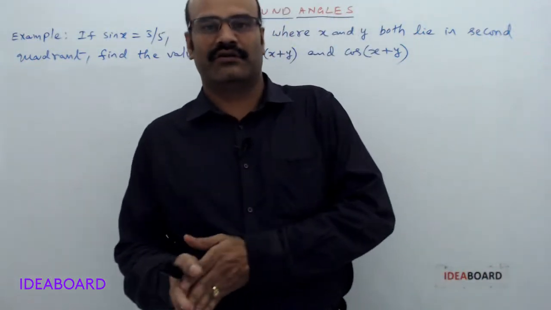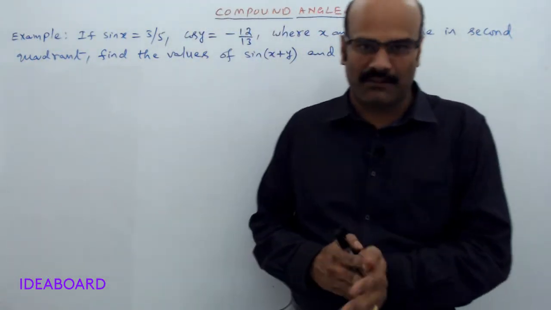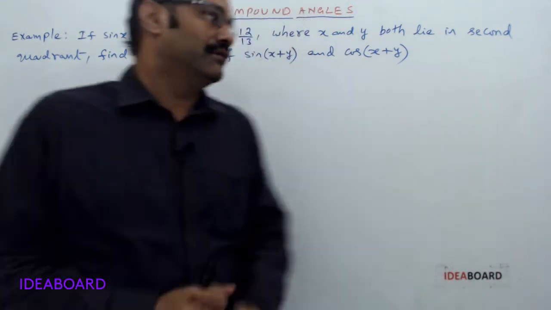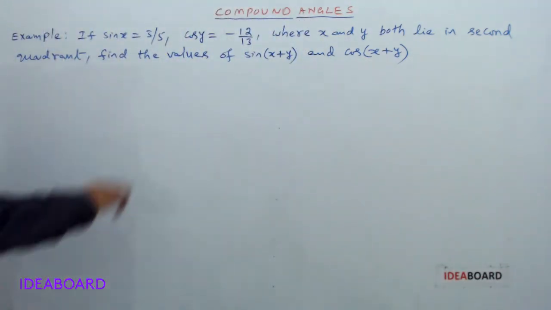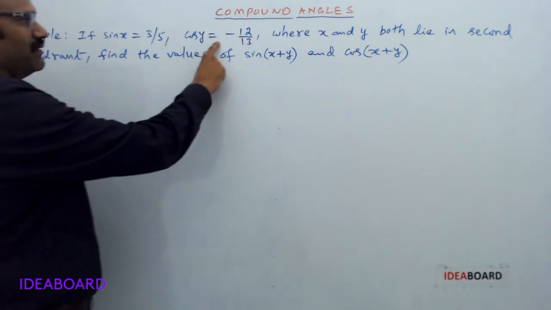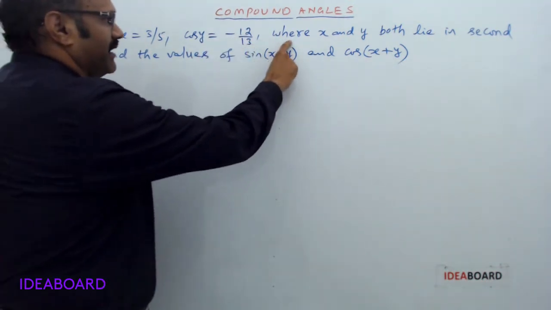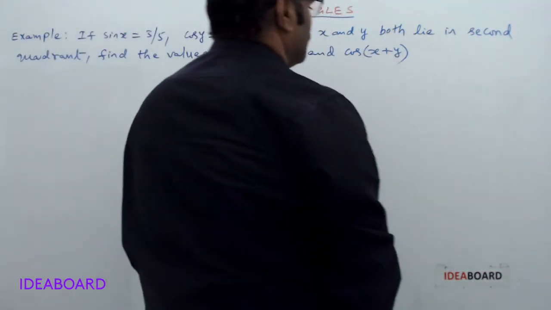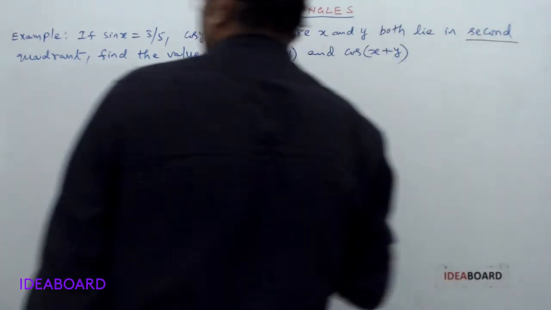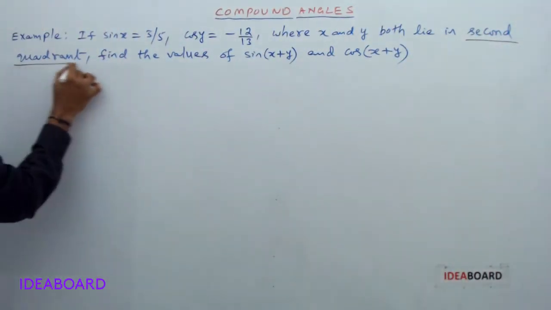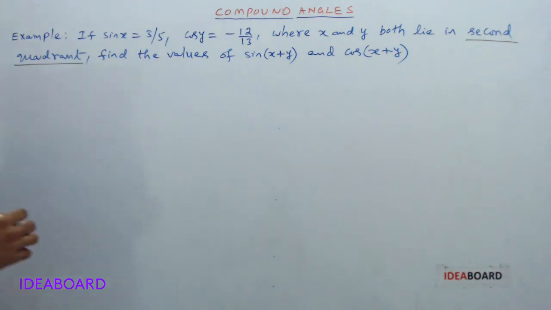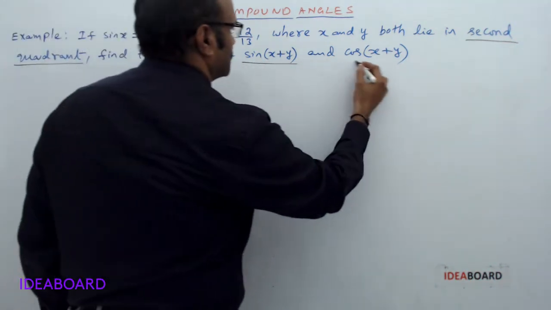Hi students, today I am doing the problems based on compound angles. If sin x equal to 3 by 5, cos y equal to minus 12 by 13, where x and y both lie in second quadrant, find the values of sin of x plus y and cos of x plus y.